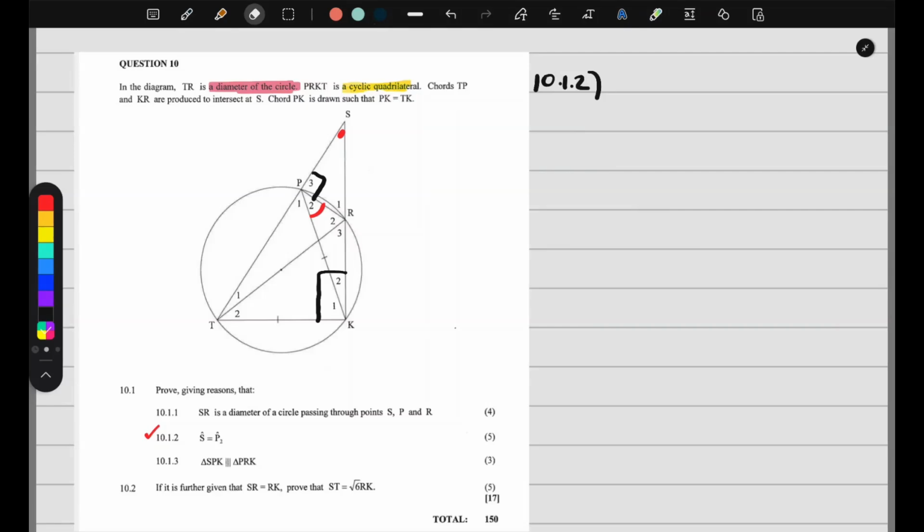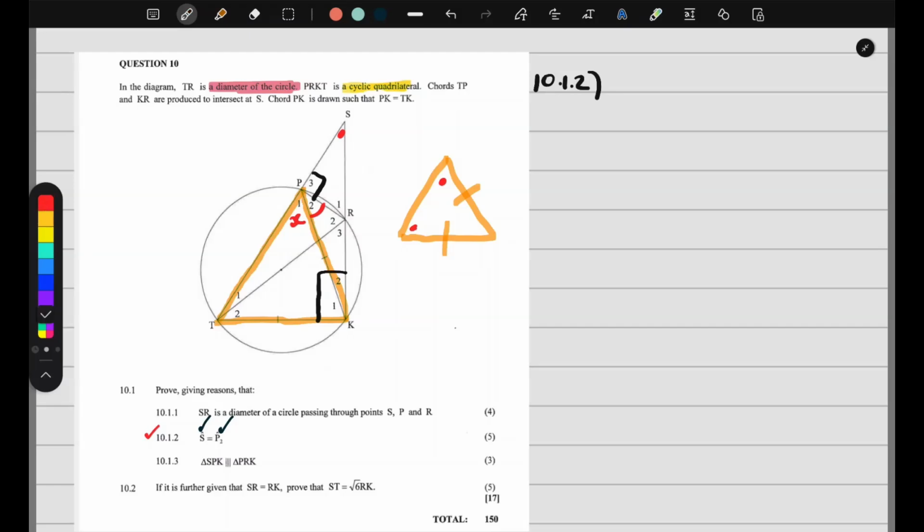So now I'm going to answer this question. So remember we have to prove that angle S is equal to angle P2. So I'm going to work in triangle PTK because the information that was given was that PK is equal to TK. So I have this triangle where this is equal to that. So that means this is equal to that. Angles opposite equal sides. So I'm going to let angle P1, I'm going to let this be my X.